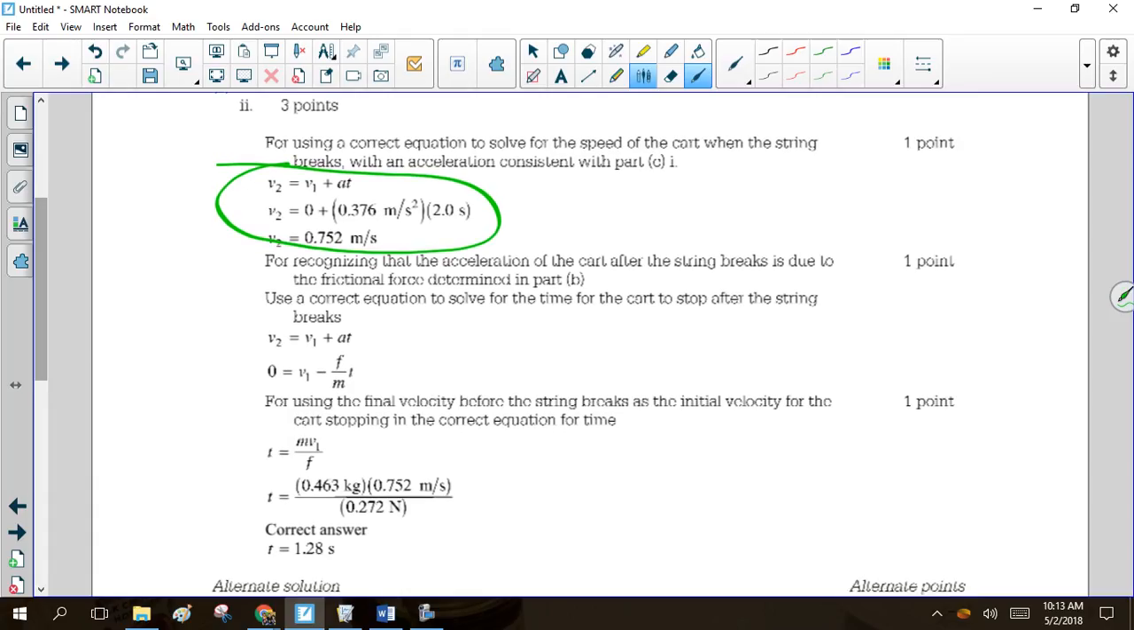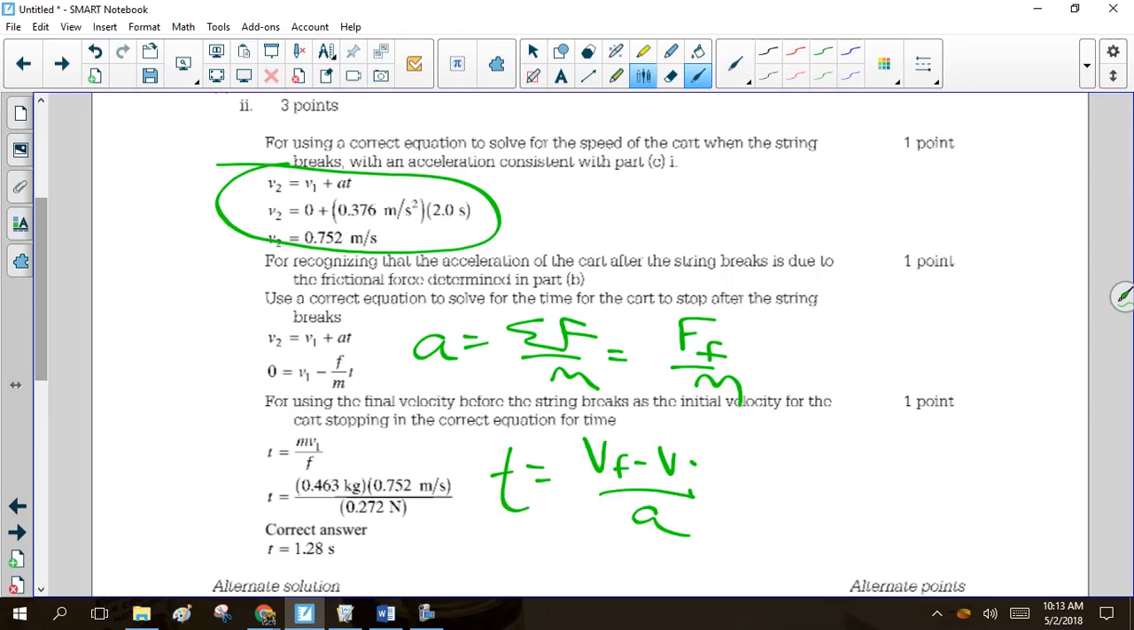Once you know the velocity after the string breaks, they made this a little more complicated than they needed to. I probably would have just done acceleration is net force over mass, where your net force is your force of friction, right? And then once you know your new acceleration, then you can find the time by doing Vf minus Vi over your new acceleration, right? So I don't know why they combined these two things into one step. Cool? Is everybody okay with this?